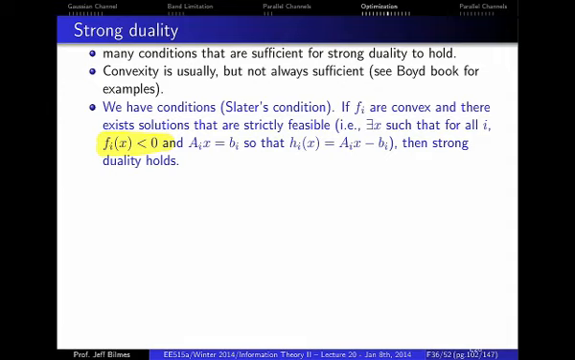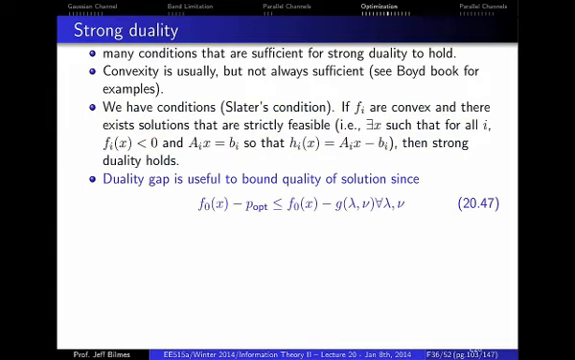And I guess this is in the case when the h's are linear constraints. So we've got a set of convex constraints and a set of linear constraints h's. Then strong duality will hold. And that, by the way, happens to be in our problem, as we will see.